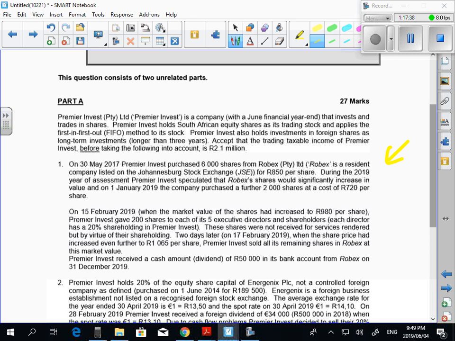Then it says Premier Invest received a cash dividend of 50,000 in its bank account from Robex on 31 December 2019. Guys, it's a company, therefore there wouldn't have been any dividends tax, so you don't need to gross it up. So you're going to put 50 in and 50 exempt.